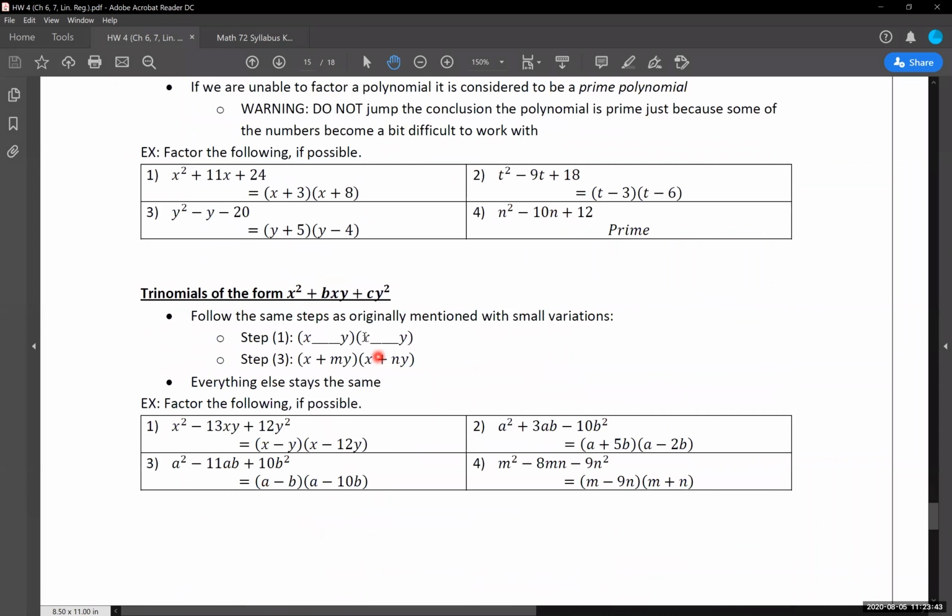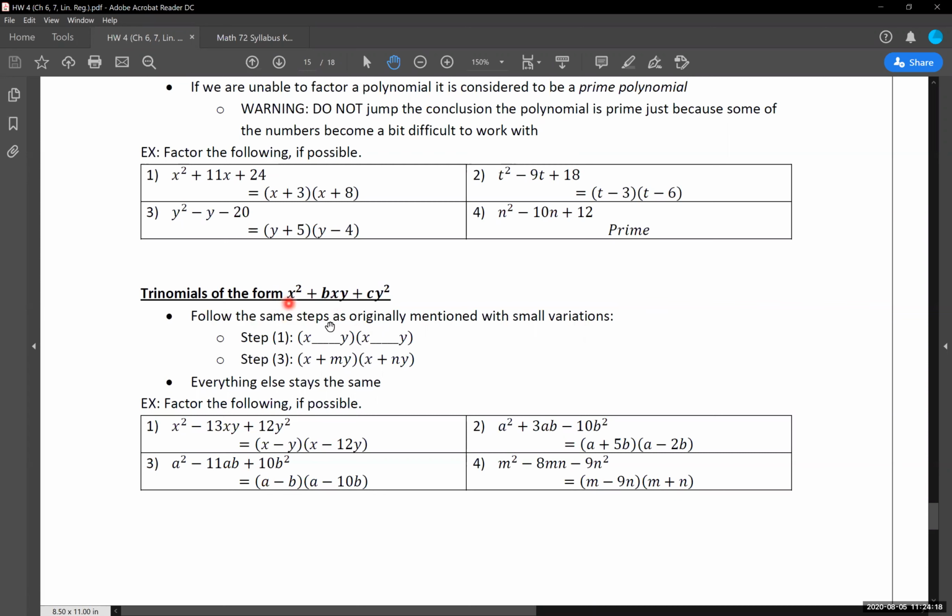Now we're going to get to trinomials of the form x squared plus bxy plus cy squared. And essentially all this is saying is we're now throwing an extra variable, an extra unknown, into our equation. What's really nice though about this is while this may look big, scary, and intimidating at face value, nothing is really going to change with our process. We're going to follow the exact same steps as were originally mentioned up above. Here are the only variations that we're going to have.